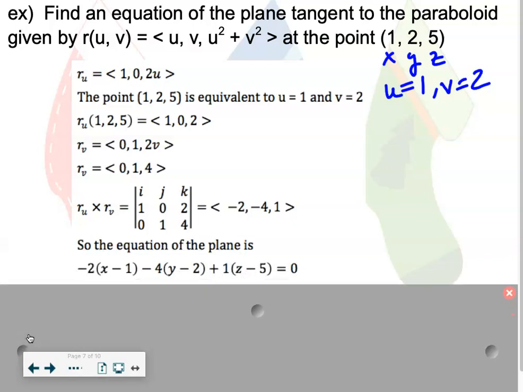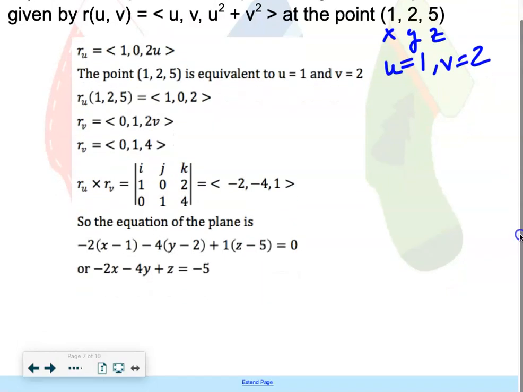Okay. So there's our equation of our plane. Did you guys remember how to write the equation of a plane? Your normal vector is on the outside, and then your point is inside the parentheses with the x, y, and z. Does that ring a bell? If it doesn't, it's -2 times (x minus 1), and then -4 times (y minus 2), and then plus 1 times (z minus 5). I shouldn't say direction vector, I should say normal vector, it's a plane. Normal vector, and then point, point, point.